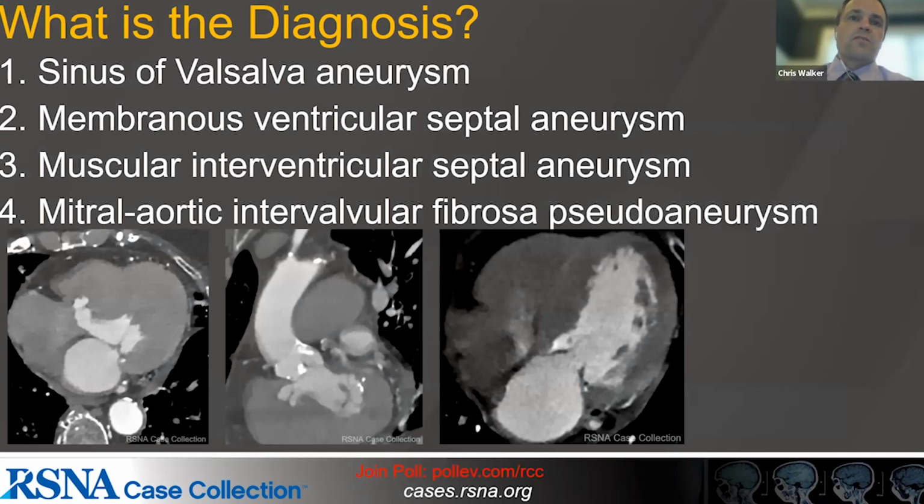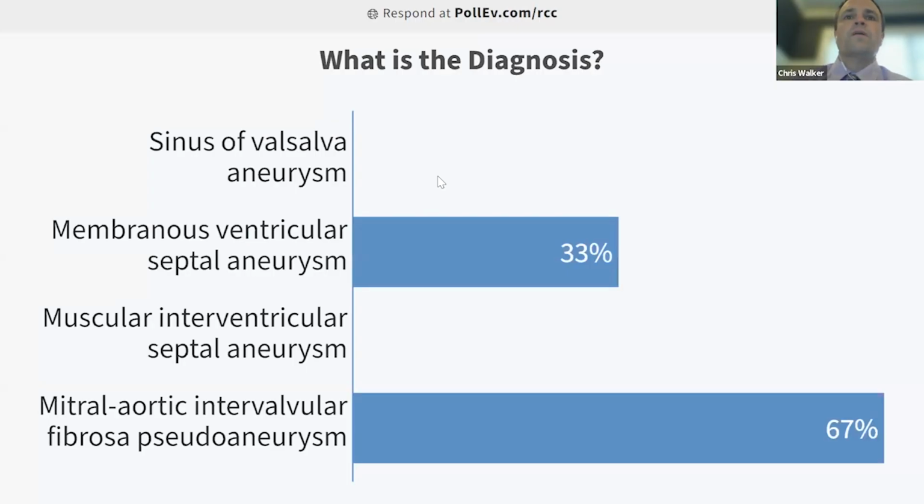And so take a close look at the 3 different images. This is something unusual. You probably see it maybe once every couple of years. If it's the first time you see it, you probably aren't sure what this is, but let's go to the next slide. So it looks like we're between a membranous ventricular septal aneurysm and a mitral aortic intervalvular fibrosa pseudoaneurysm. Let's go to the next slide.